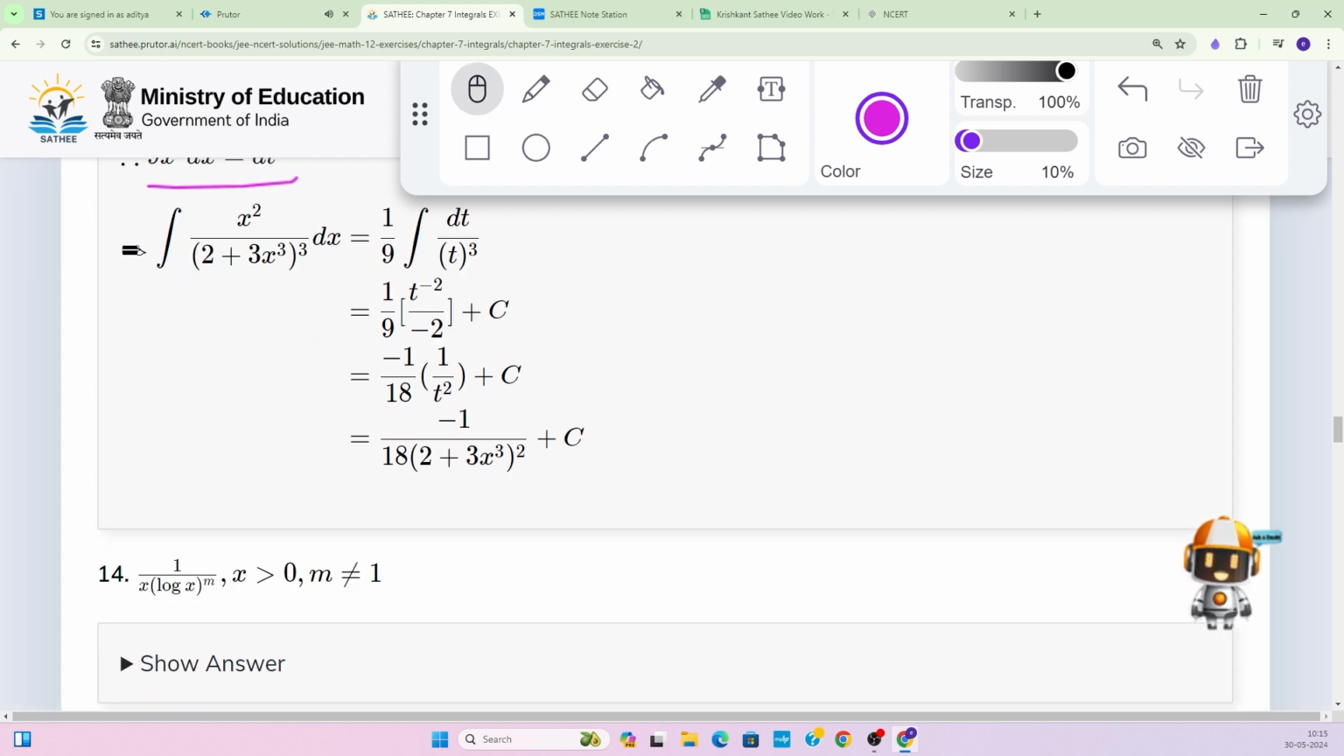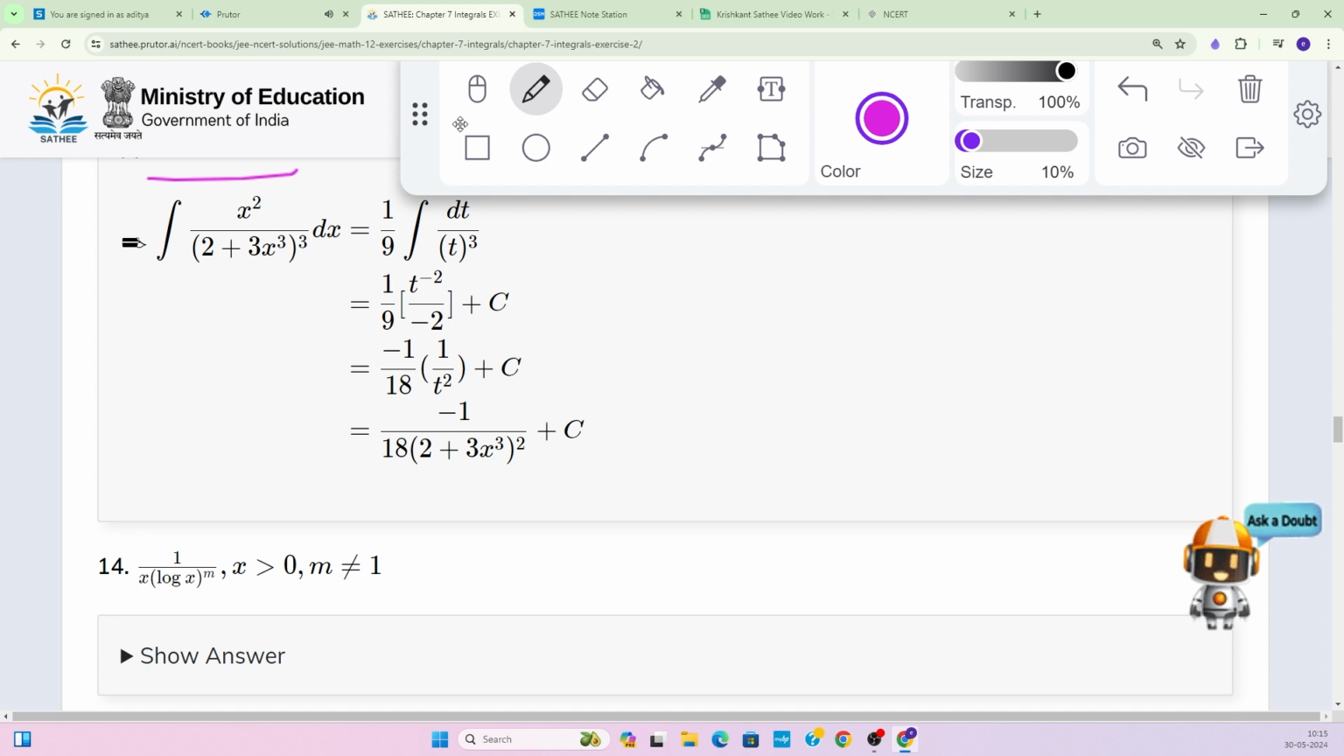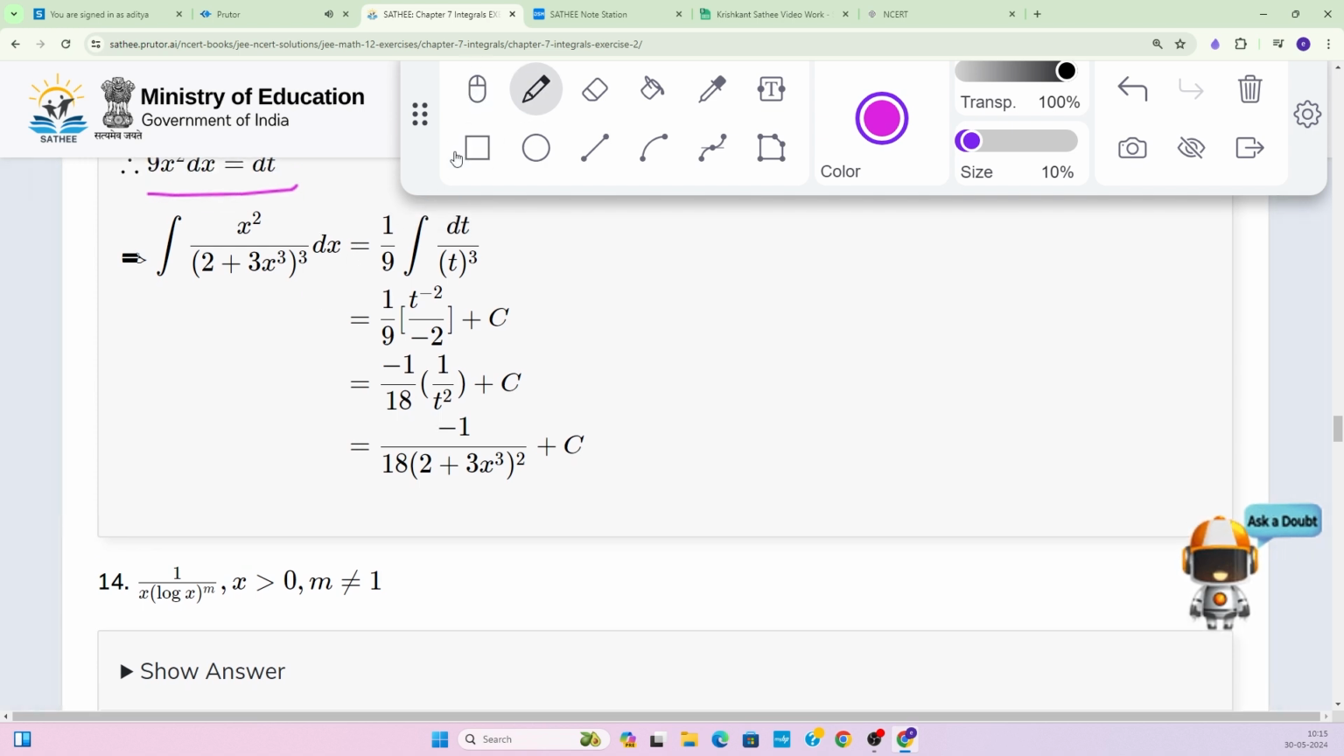This means replace or make the appropriate substitution. You will have the integration of 1 by 9 dt by t cube. This means after integrating, you will have 1 by 9 multiplied with t power minus 2 divided by minus 2 plus some constant. This means minus 1 by 18, 1 by t square plus c.